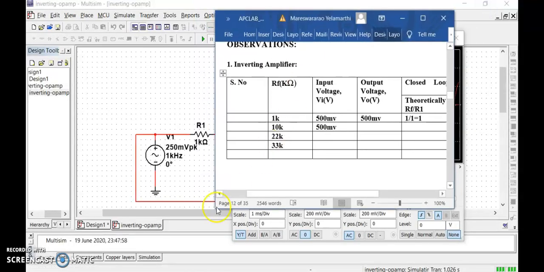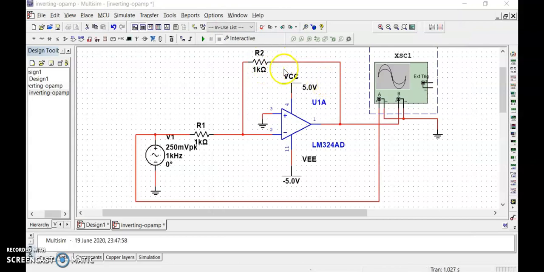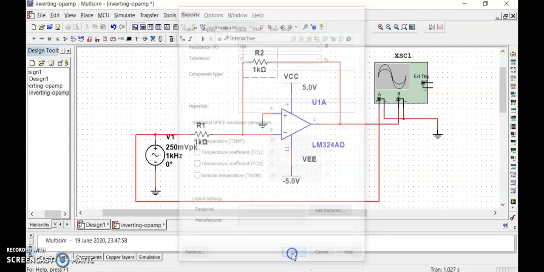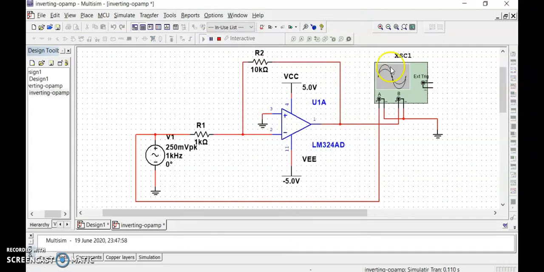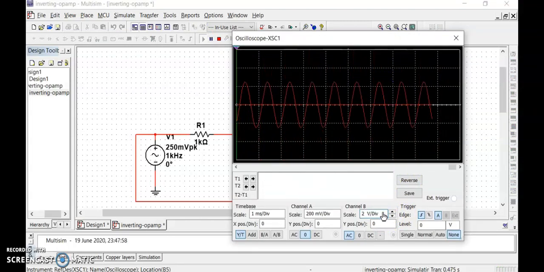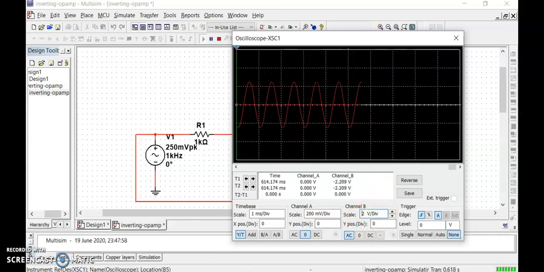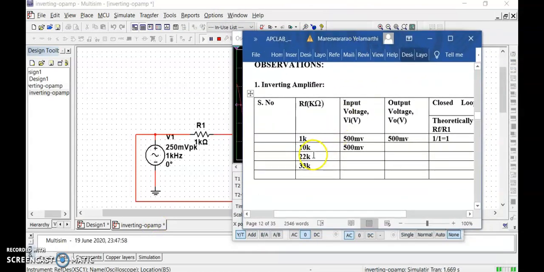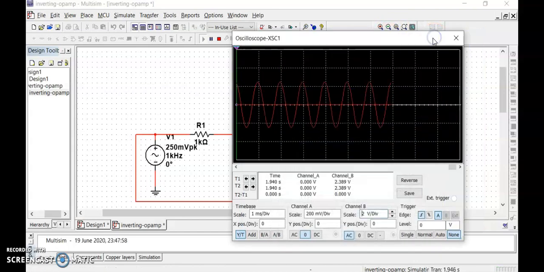Okay, next, now change this RF value to 10 kilo ohm. Again rerun the circuit and note down the values in your tabular column. Okay, now this is our output. Now my RF value is 10 kilo ohm and my input is constant, 500 millivolts. What is my output value? That is what we need to calculate.